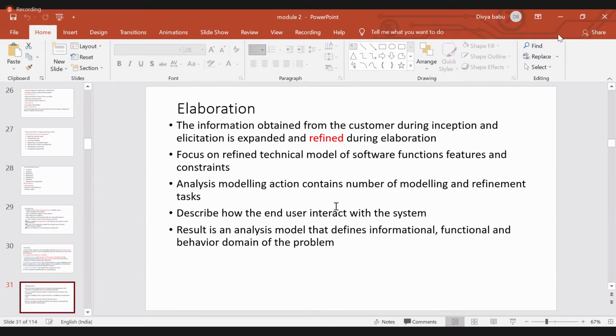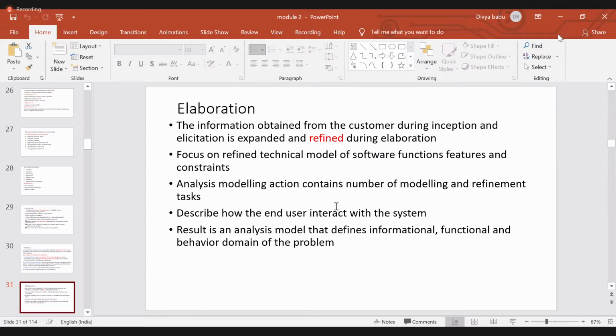In the first phase, you are collecting all the context-free answers, not based on the particular project. You are just trying to collect maximum information to fix the goal. But when you come to the elaboration phase, you are focusing more on your user requirements, and you are refining whatever data you collected in the inception and elicitation process.